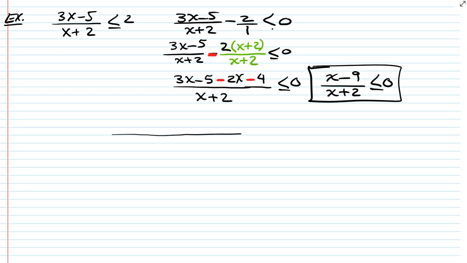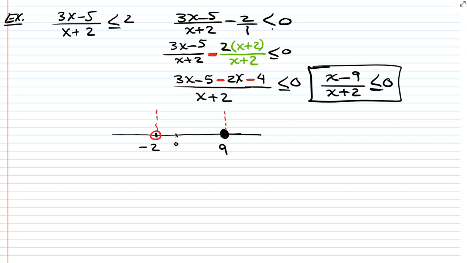Let's do our routine. What makes the top 0? 9. So let's say this is 9. What makes the bottom 0? Negative 2. This is negative 2. In the numerator, 9 would be a solid circle because at 9 you get exactly 0. In the denominator, negative 2 will be an open circle. Doesn't matter what the inequality says, equal, because I cannot divide by 0 at that point. Again, it overrides what the inequality is telling me to do.